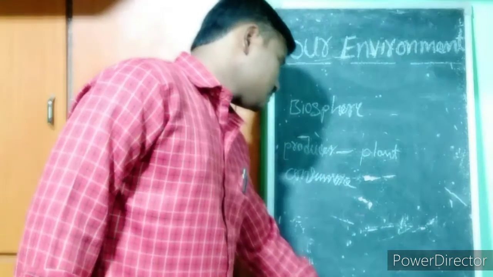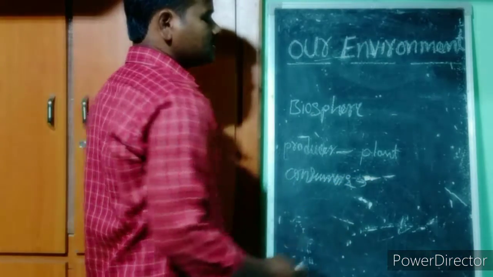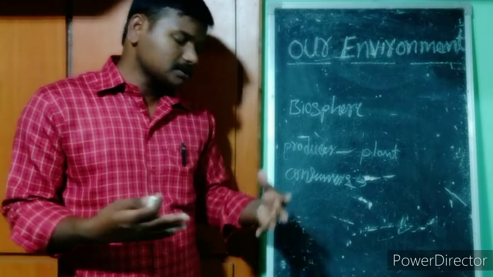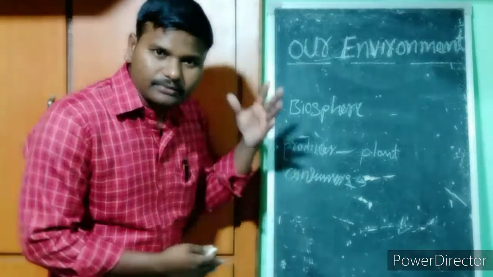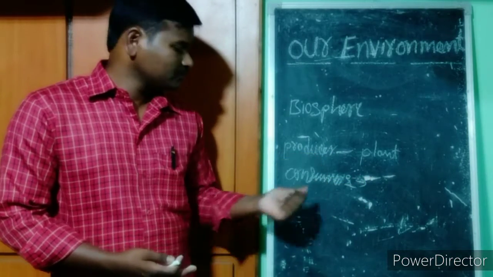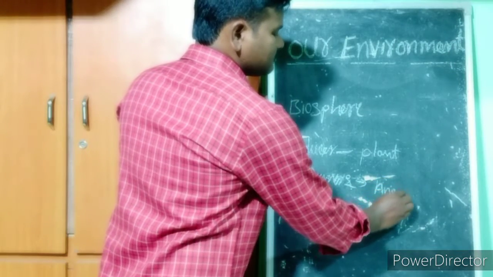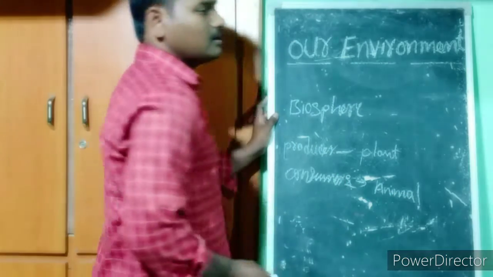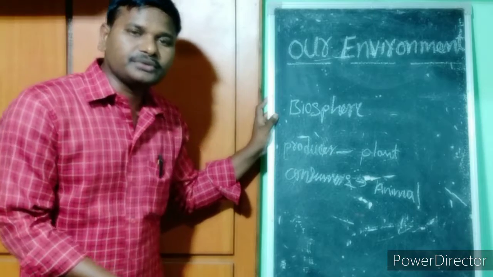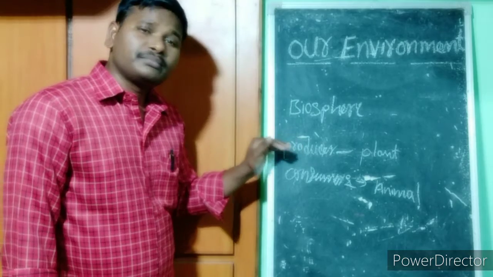Consumers. So what are consumers? Consumers consume. They do not have the capacity to produce food, but they depend on others. Others means they depend on the producers. These consumers, for example, are animals. Animals are not producers. They can't produce food themselves, and they depend on the producers.